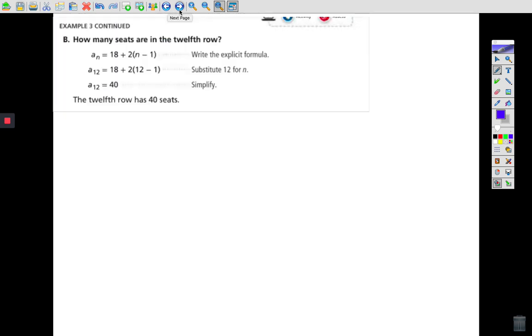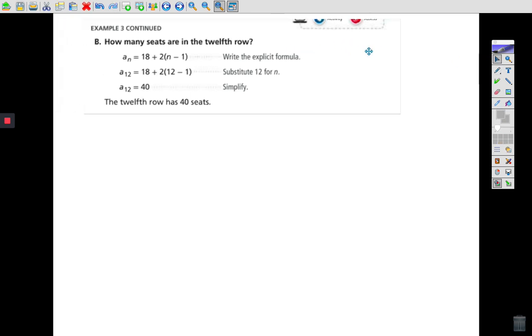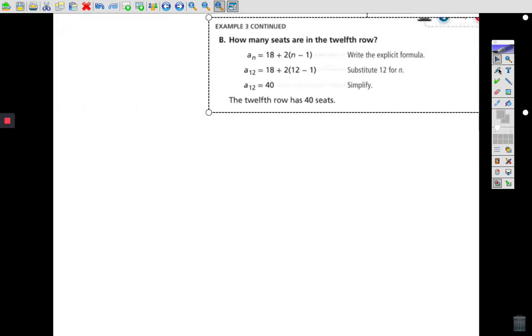All right, B, this is continued. B says how many seats are on the 12th row? If we were to go up to 12 rows, how would we figure out how many seats were on the 12th row? Well, we would take that explicit definition that you just wrote.